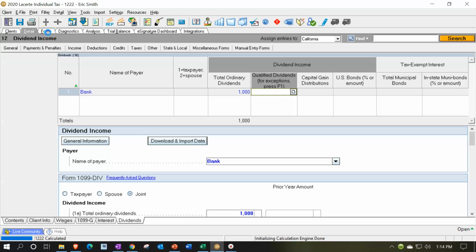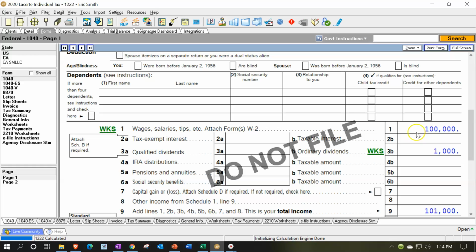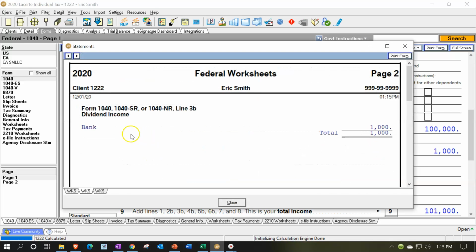Let's go on over to the forms then. And I'm going to remove this, and we're going to say, okay, there's the 1,000. It's on page 1 of the 1040, and it's entered on 3B. There's nothing over here in 3A for the qualified portion because none of it was qualified because we put nothing into the qualified portion. If I then select the worksheet, then we have the detail of that information.